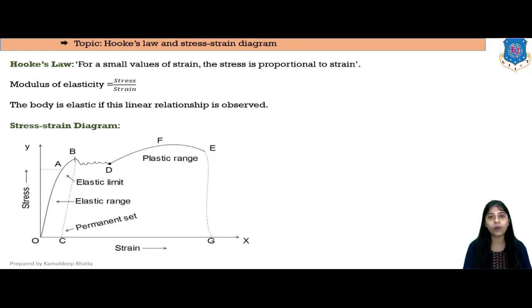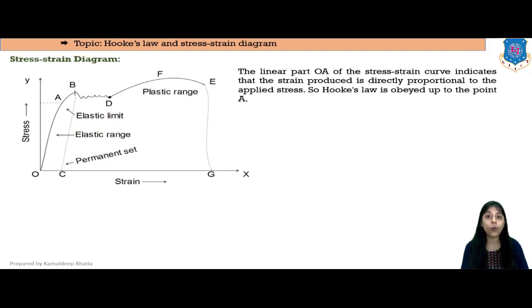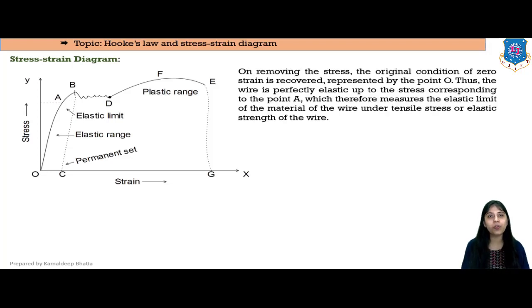So first of all, the linear part OA of the stress strain curve indicates that strain produced is directly proportional to the stress. So Hooke's law is obeyed up to the point A. On removing the stress, the original condition of zero strain is recovered at the point O.